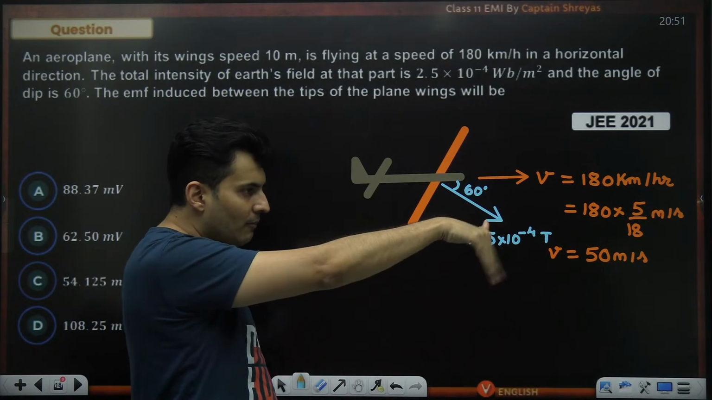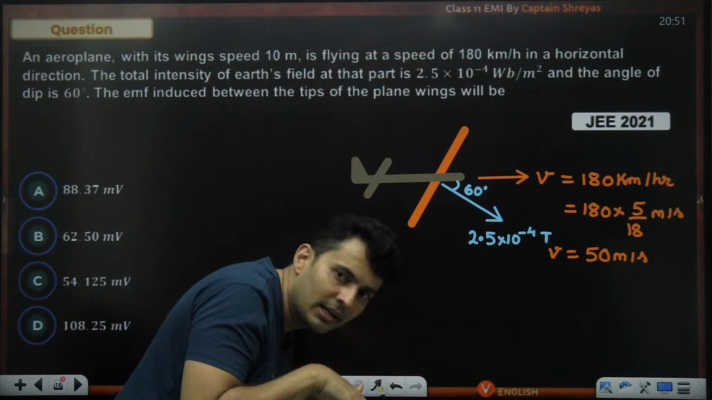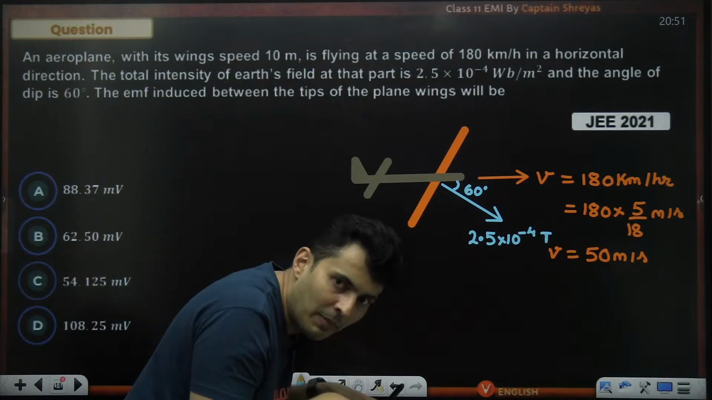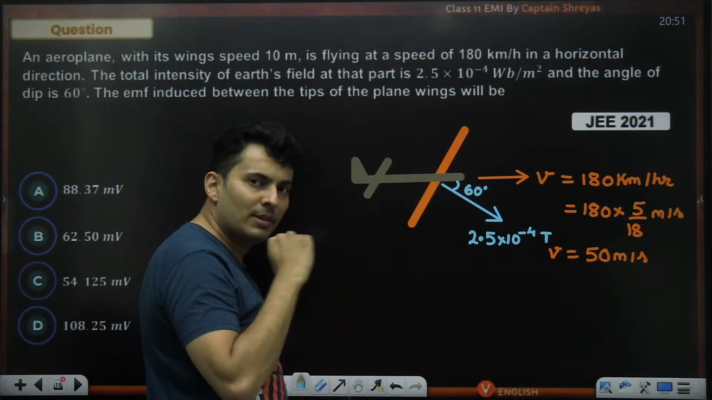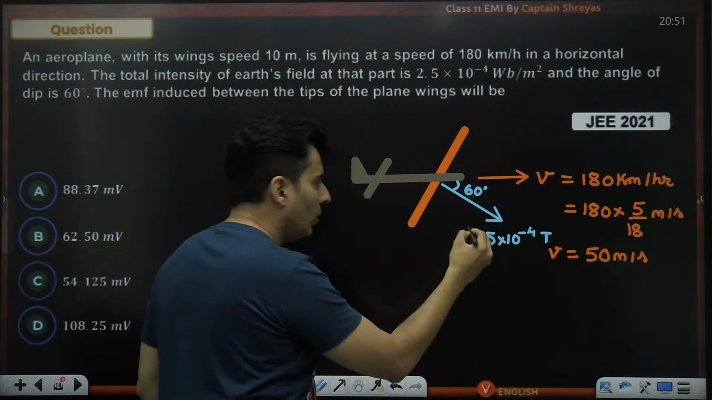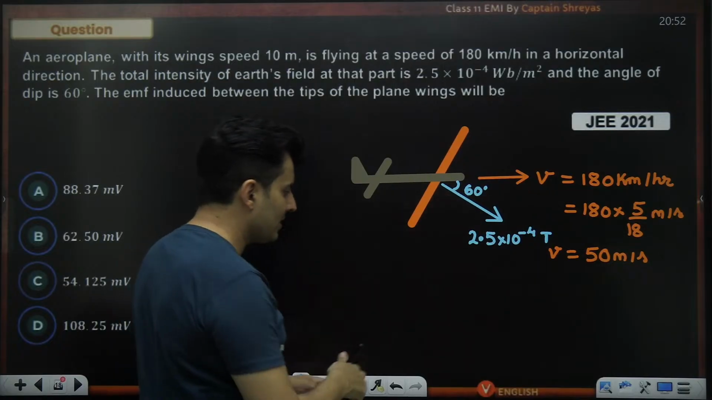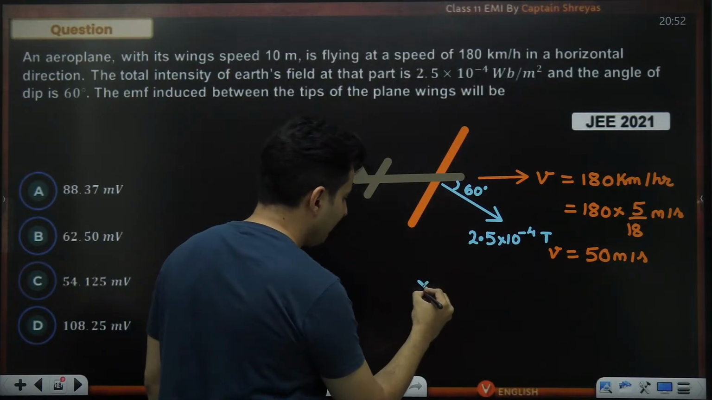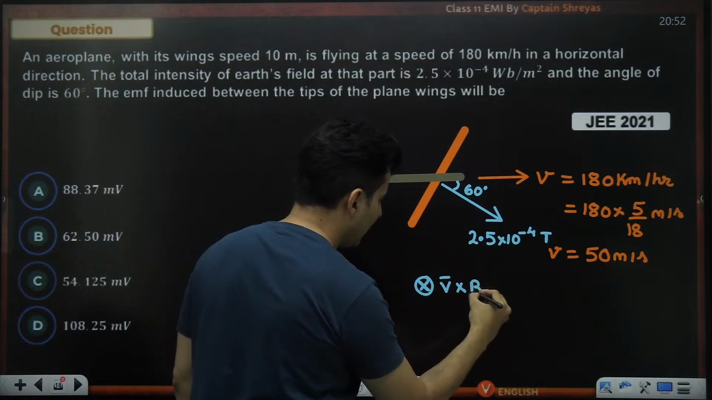Velocity is there. Magnetic field is directed. Dip angle means how much are you dipping? I'm rising, I'm dipping. Dip angle. So dip angle is given to be 60 degrees, and that is always measured with the horizontal. So basically, if I do V cross B, my thumb goes inside. So this is where my V vector cross magnetic field will be.